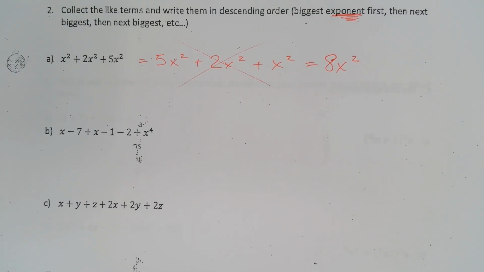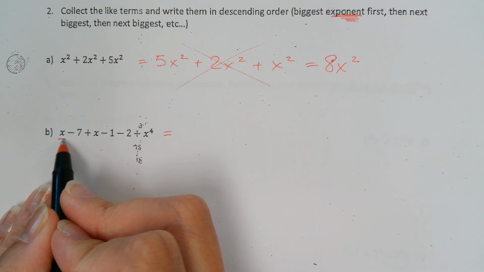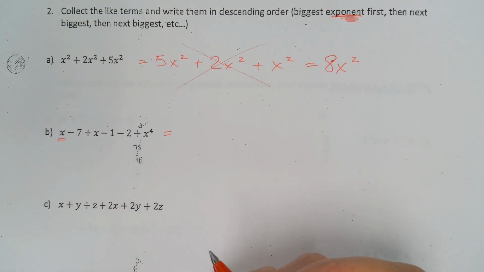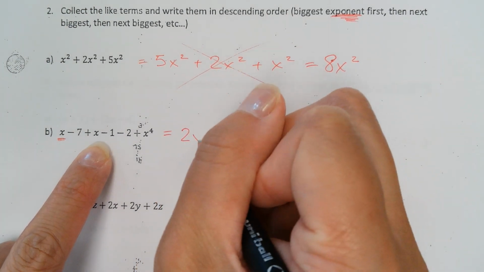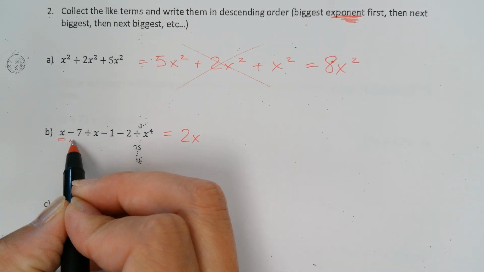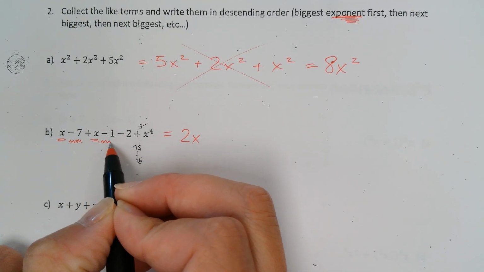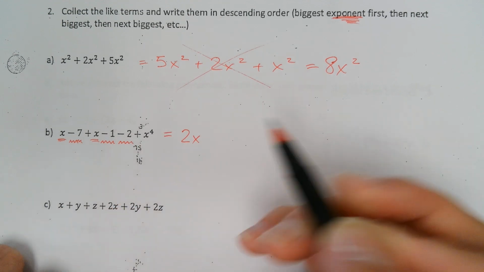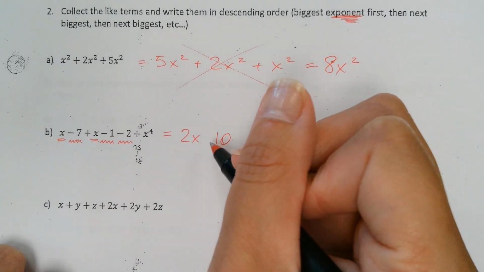Number 2. Okay, what can I group this x with? Yeah, so x plus x is? Okay, what about the -7? -1. And? -2. And that would give me? No, what? Negative. -10, right.